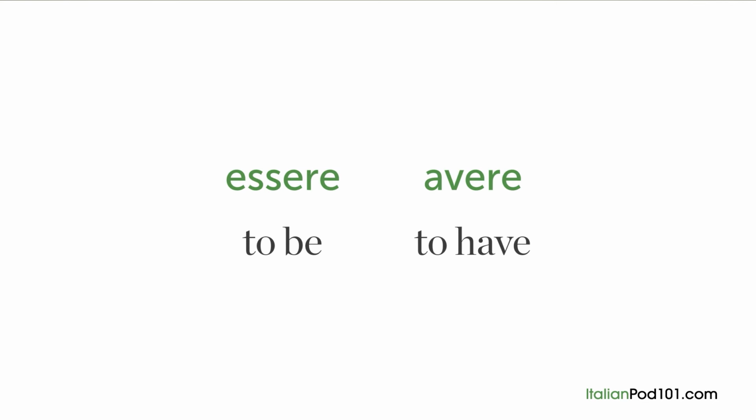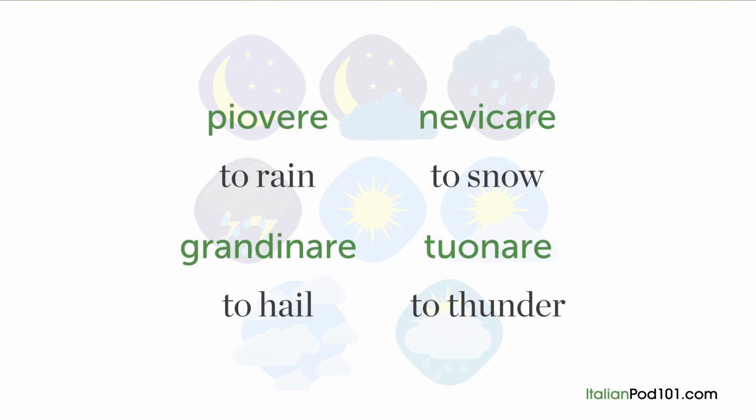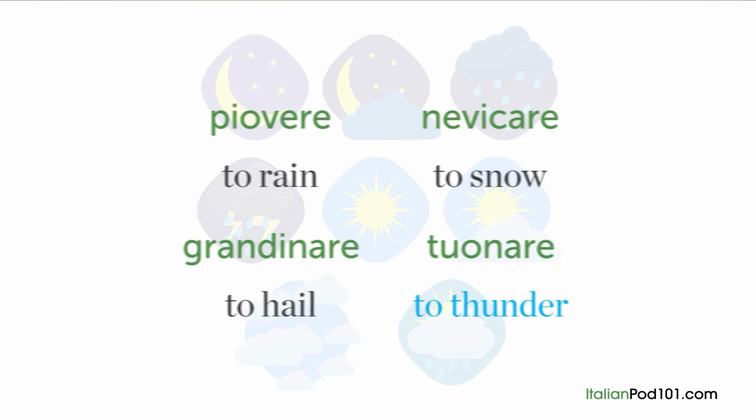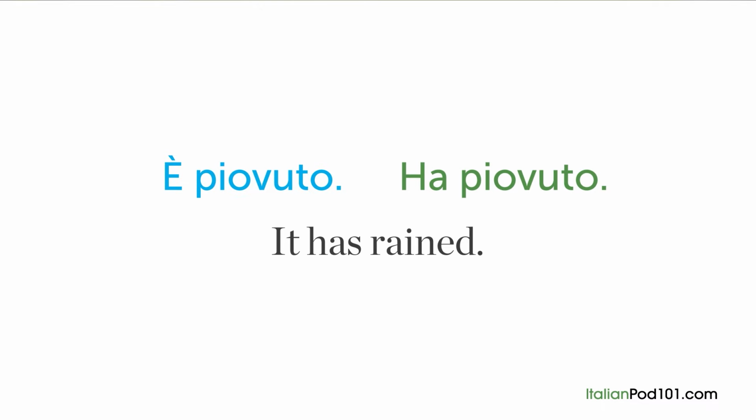One last thing. There are some cases where both essere and avere are acceptable. This mainly happens with verbs about the weather. Piovere, to rain, nevicare, to snow, grandinare, to hail, tuonare, to thunder. So you can say è piovuto, but also ha piovuto. Both mean it has rained.